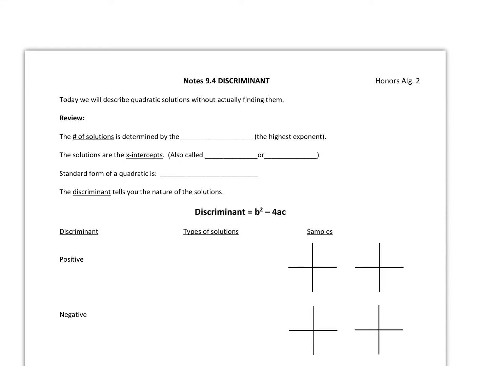Okay, today we're going to be describing quadratic solutions without actually finding them. And we'll break this down as we go along. But I just want to review a few things with you. Now remember, the number of solutions in an equation is determined by the degree of that equation, which was the highest exponent. The solutions are the x-intercepts. We also call those the zeros or the roots. Those are interchangeable. All three are interchangeable.